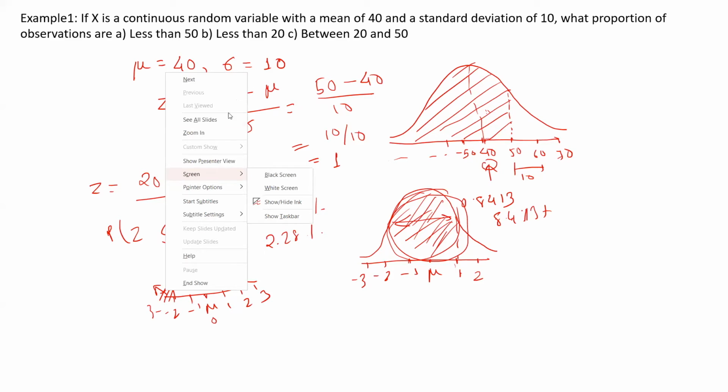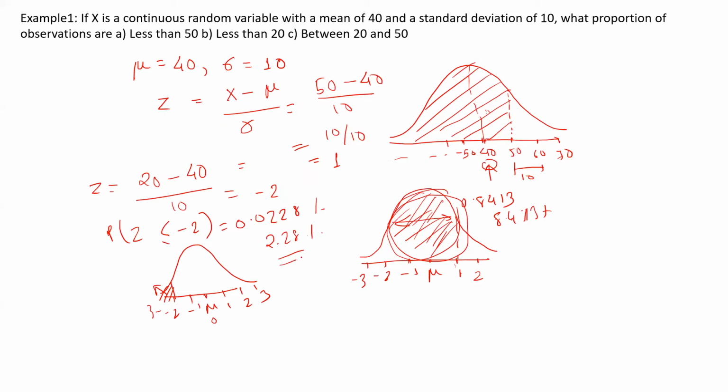Okay, so it will be less than 20, only 2.28%. So we are able to know the proportions of the observations that will be less than 50 and less than 20. Similarly, we can calculate this one also. So I will leave it to you guys to find it out.